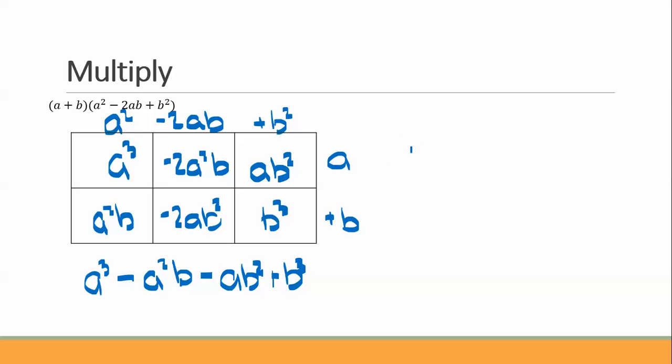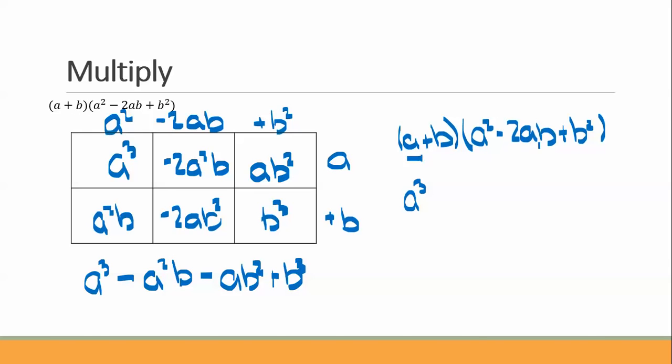If we do it the other way, using the distributive property of multiplication over addition, we have a plus b times a squared minus 2ab plus b squared. It's best to multiply the a times all of this first. So we're going to do a times a squared is a cubed, a times minus 2ab is minus 2a squared b, a times b squared is plus ab squared.